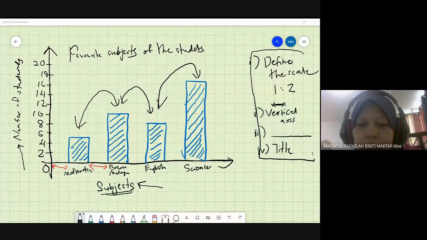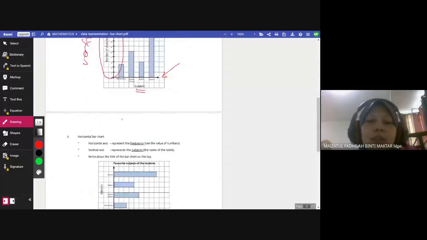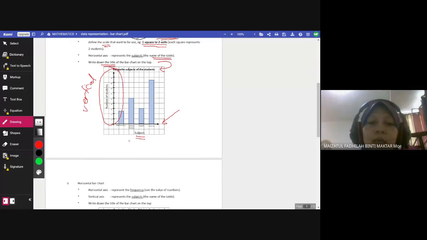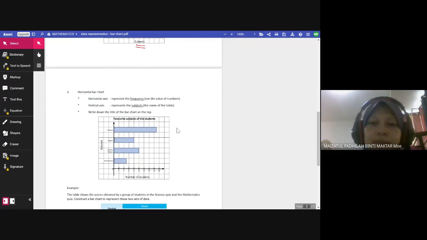Okay, so next one is a horizontal bar chart. All right, what is the difference? The difference between a vertical bar chart and a horizontal bar chart is the axes, right? In a vertical bar chart, the vertical axis represents the frequency, but in a horizontal bar chart, the horizontal axis represents the frequency, and the vertical axis represents the subject, right? You just see the name of the table, the first one.